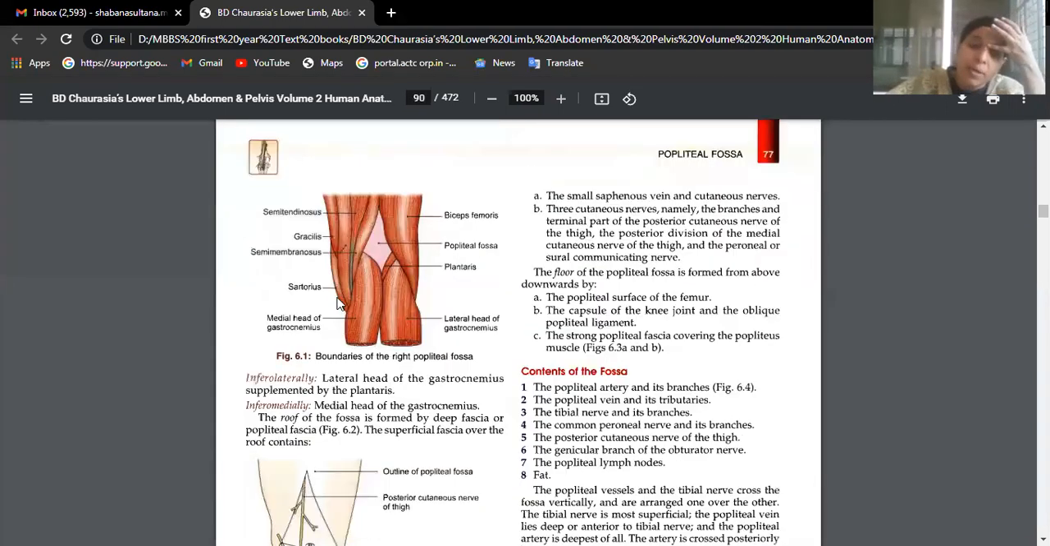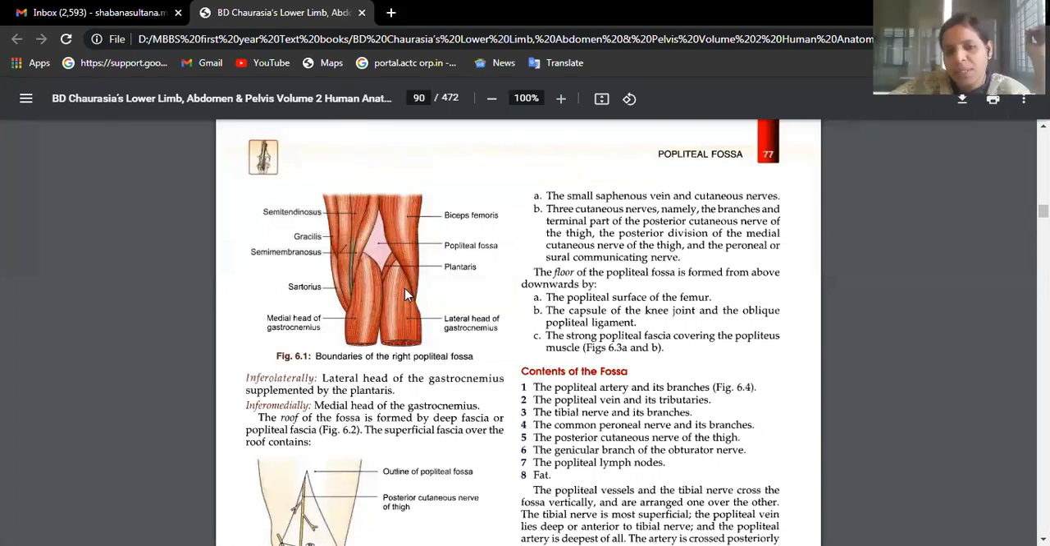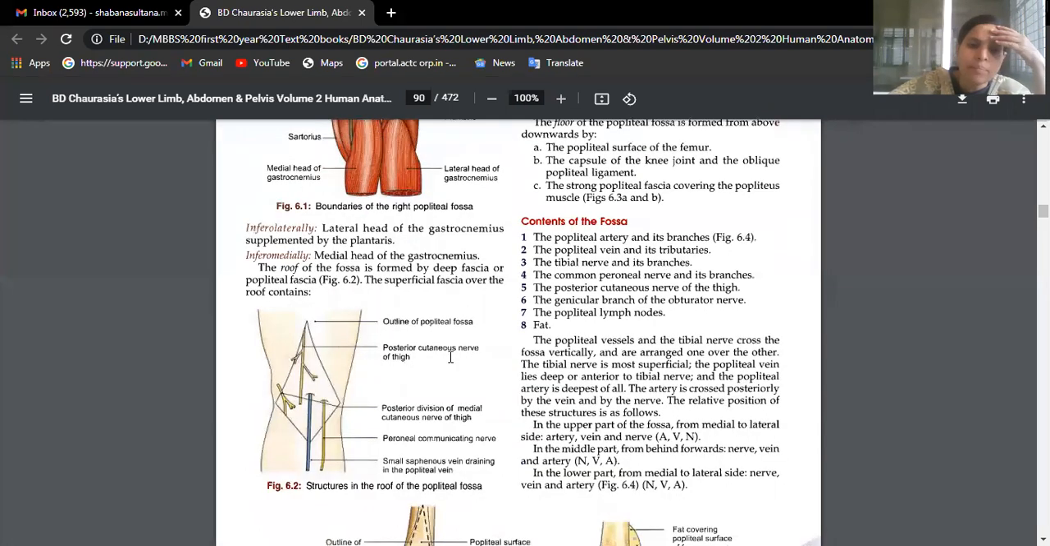Okay. So popliteal fossa is a diamond-shaped fossa which is present behind the knee joint. So you see, superomedially is this boundary. Superolaterally is this boundary. Superomedially we have semimembranosus, semitendinosus. Superolaterally we have biceps. Inferomedially, medial head of gastrocnemius. Inferolaterally, lateral head of gastrocnemius. Okay, these are the boundaries.